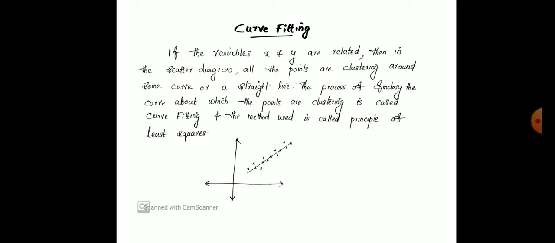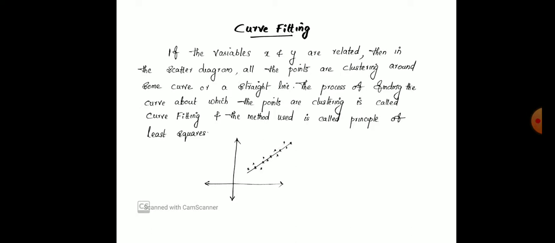If the variables x and y are related, then in the scatter diagram, all the points cluster around some curve or a straight line. The process of finding the curve about which the points are clustering is called curve fitting, and the method used is called the principle of least squares. Curve fitting is the process of constructing a curve or mathematical function that has the best fit to a series of data points. That is, here we have a given data set and we have to find the most fitted curve which satisfies the data.